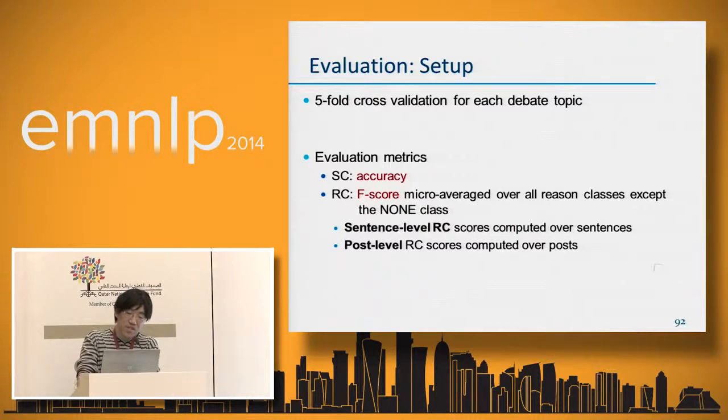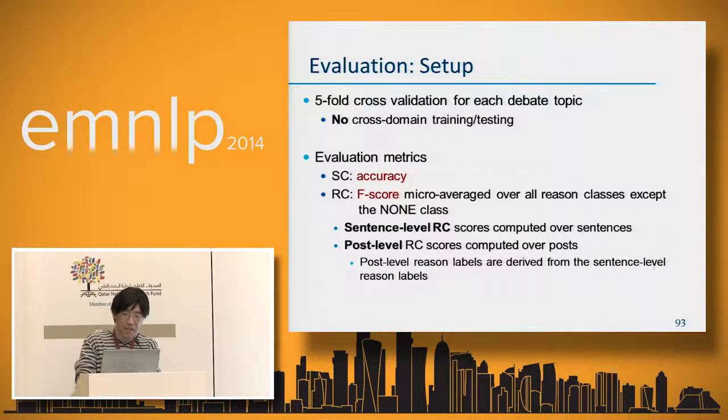To measure the performance of stance classification, we use accuracy. And to measure the performance of reason classification, we use F-score, micro-averaged over all the reason classes except the none class. And we have F-scores for both sentence-level reason classification and post-level reason classification. And if you remember, our post-level reason labels are derived from the sentence-level reason labels.